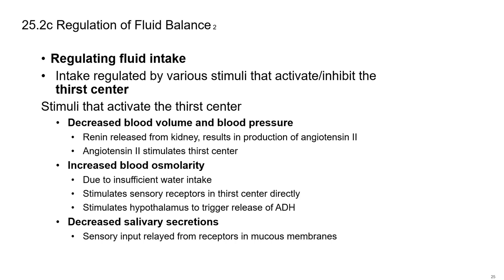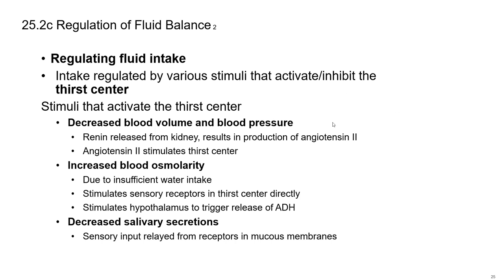Increased blood osmolarity. This is a sign of potential dehydration. So if you are dehydrated, what should you do? You should retain more fluid. So the big hormone here is antidiuretic hormone, right? Made in our hypothalamus, stored in our posterior pituitary. And then we can talk about salivary secretions, so sensory input relayed from receptors in the mucous membranes. So, maybe the mucous membranes are dry. This is detected and again stimulates thirst, right?